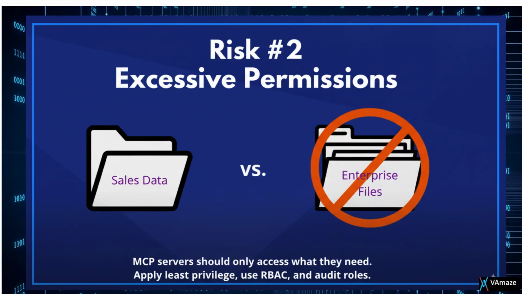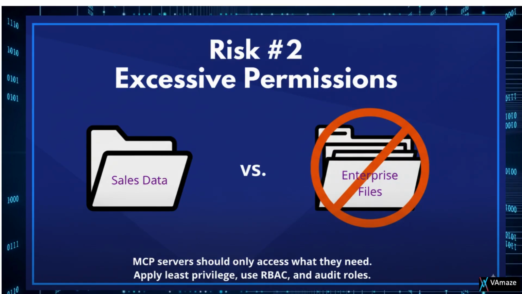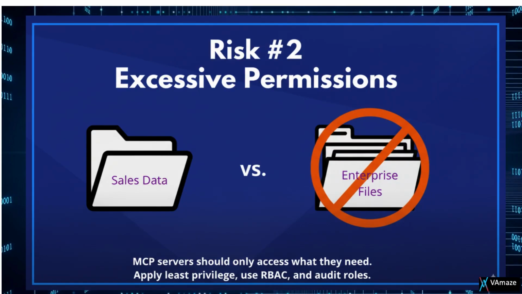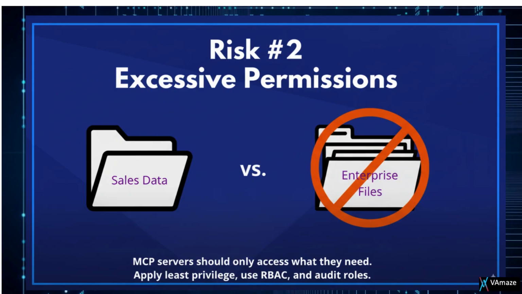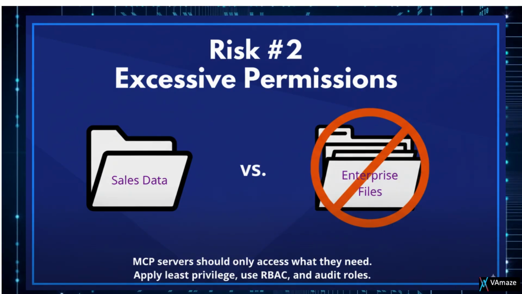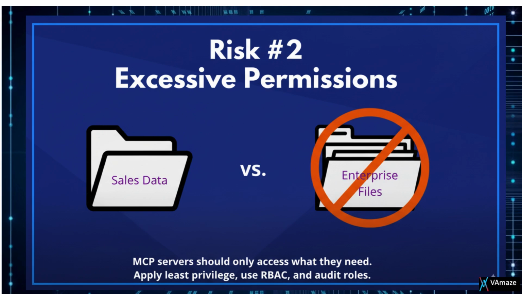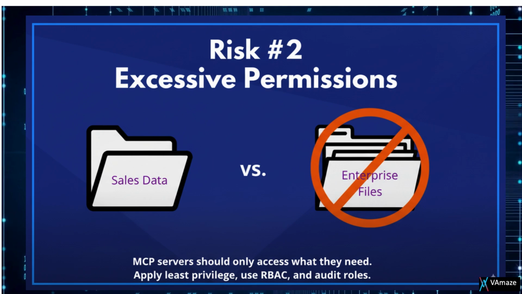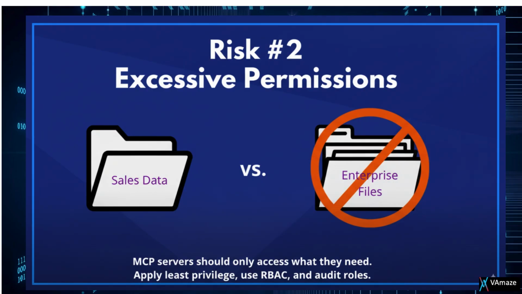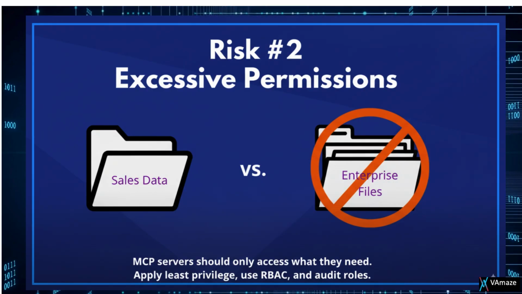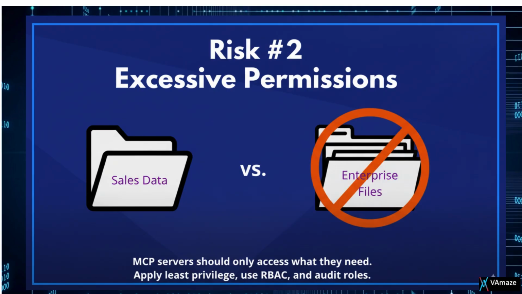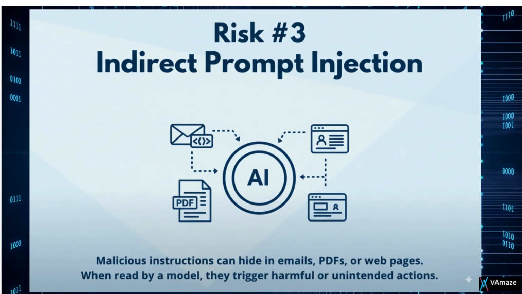Permissions and access control. MCP servers often get access to sensitive data, but if you're not careful, they might get too much access. For example, if your MCP server is meant to access sales data, it shouldn't be able to read all your enterprise files. Stick to the principle of least privilege. Use role-based access control, RBAC. Audit your roles and review them regularly. Implement granular permissions.